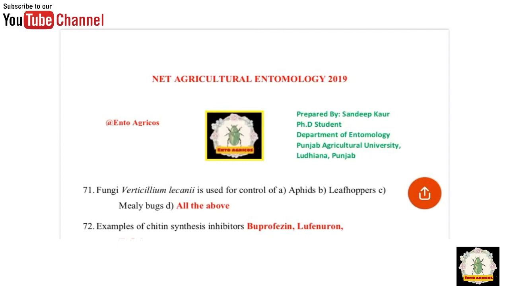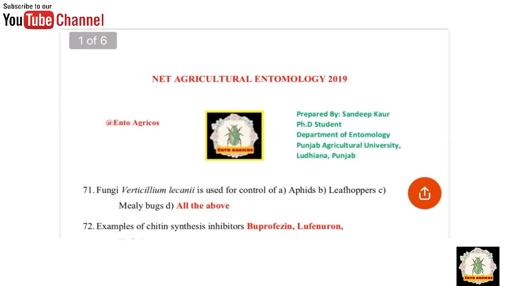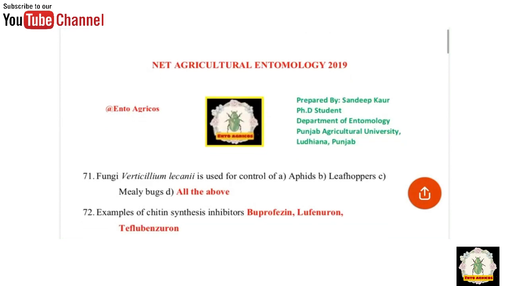The fungus Verticillium lecanii is used for control of what? It is used for control of aphids, leafhoppers, mealybugs, and all of the above. So the correct answer is all the above. Next is examples of chitin synthesis inhibitors. So buprofezin, lufenuron, or teflubenzuron. These are examples of chitin synthesis inhibitors.